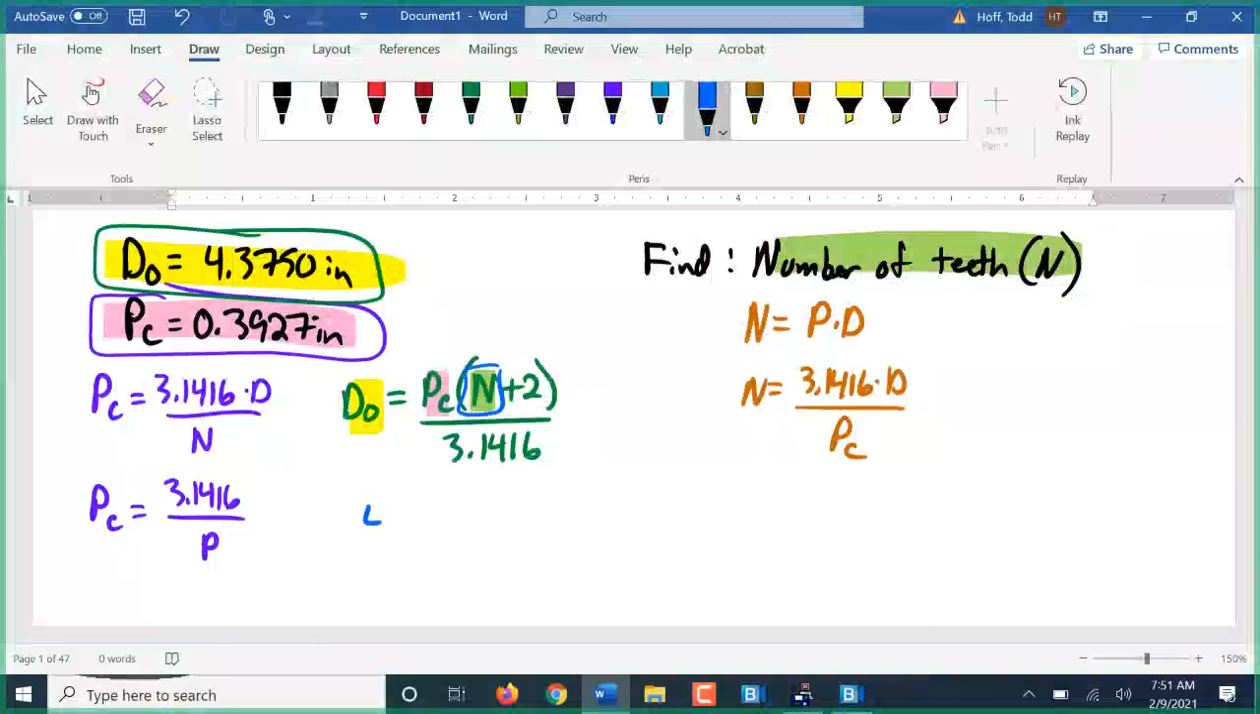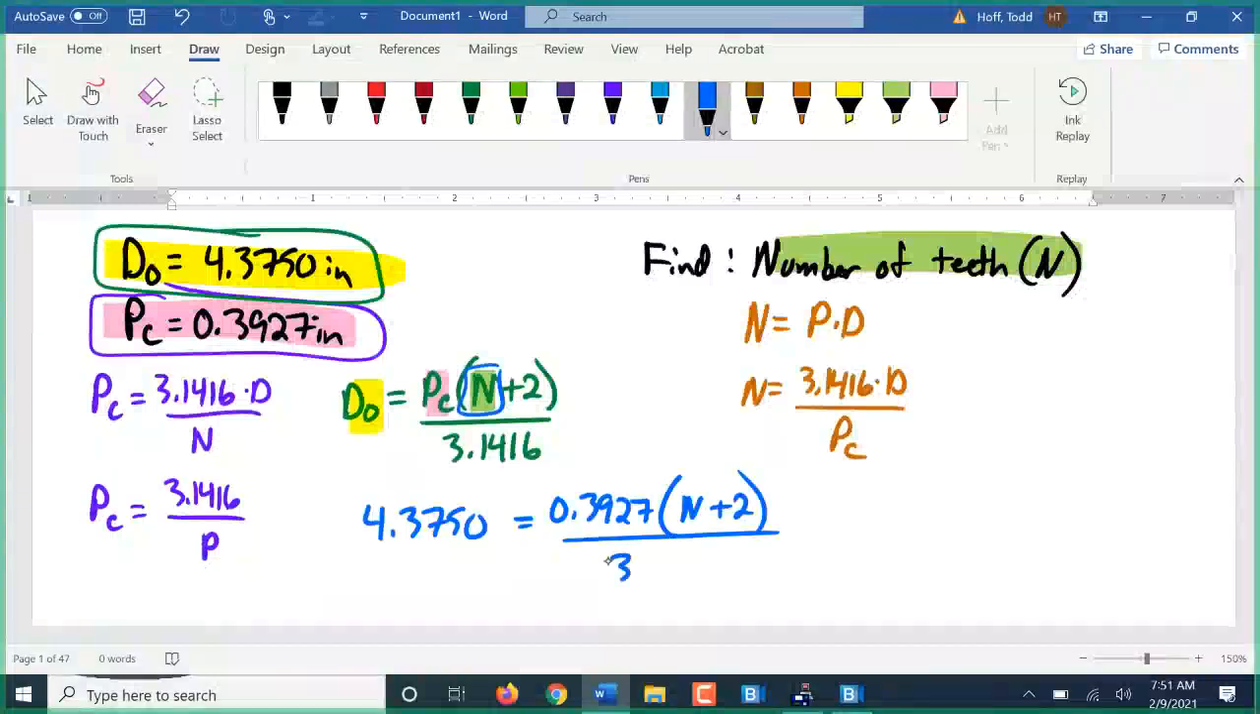I put in my outside diameter, 4.3750 equals. Put in my circular pitch, 0.3927 times n plus 2 over 3.1416. Now, there's a lot of ways we can approach solving this problem. They're all going to force us to round off our calculation. Dealing with spur gears, you can see that consistently they've been rounding to 4 decimal places, and that is generally what we would go to.